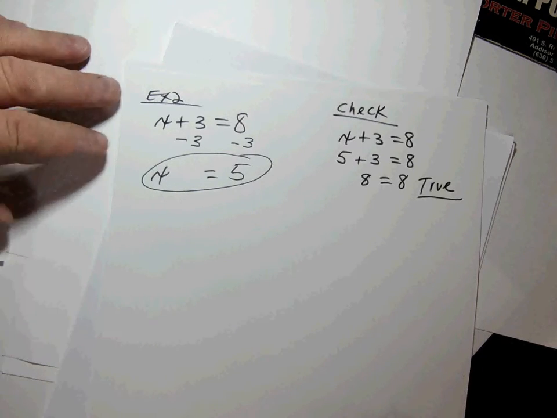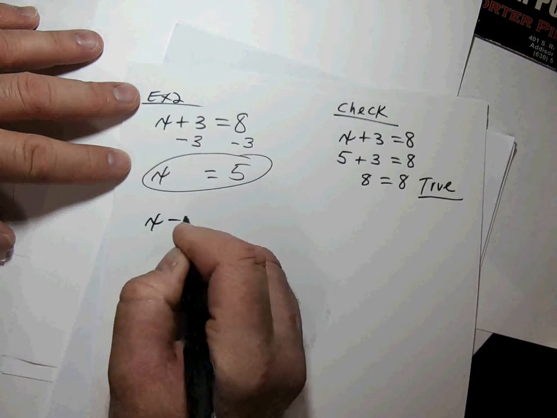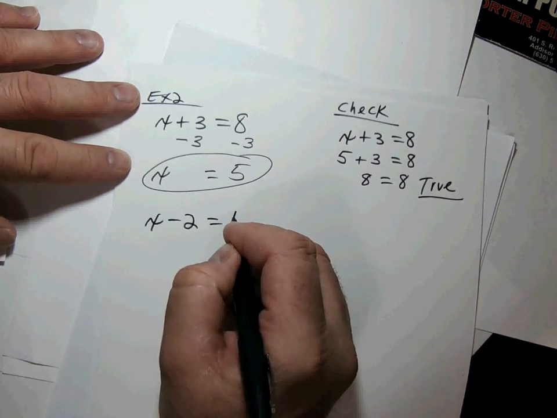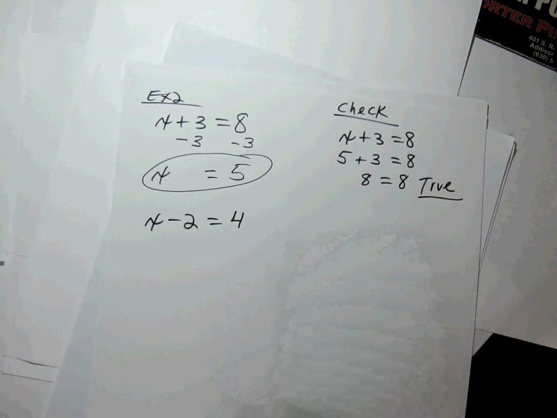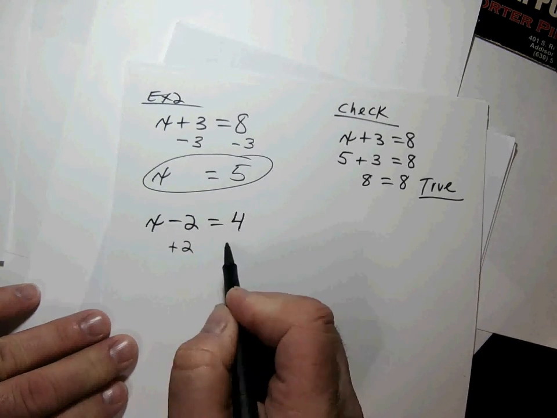Okay, example 2, part B here. Now this one's slightly different. I've got a minus sign in here now. X minus 2 equals 4. Okay? I need to undo a minus 2. How am I going to undo a minus 2? I want to turn a minus 2 into a 0. So in this case now, I need to add 2 to both sides.